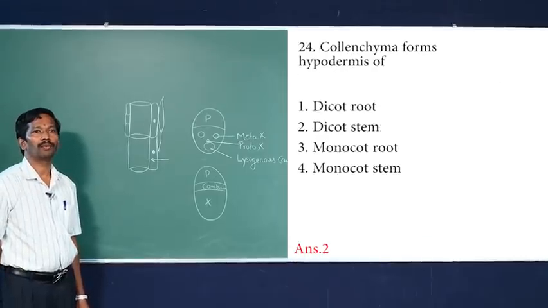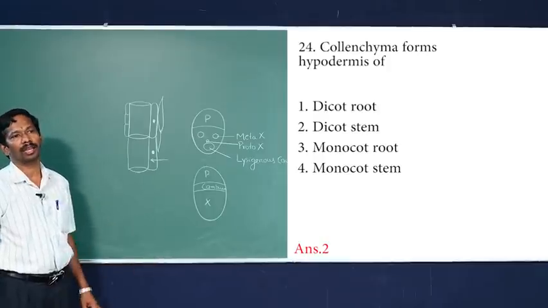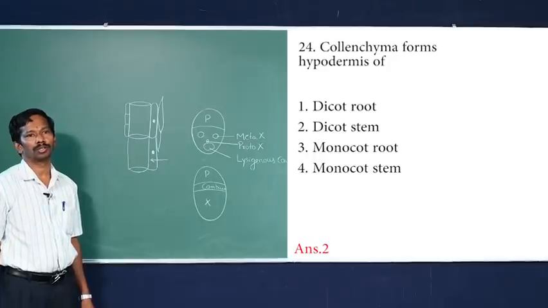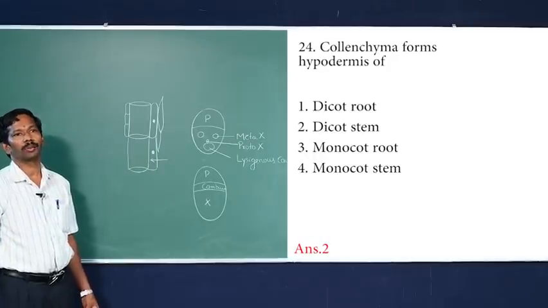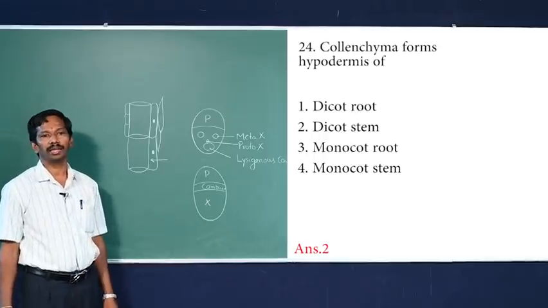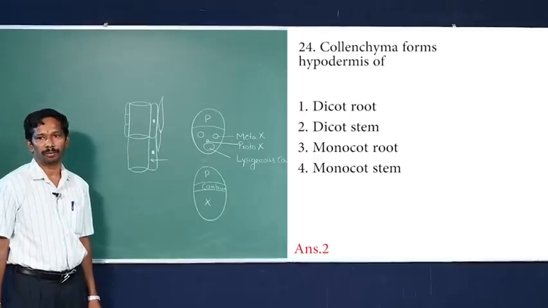24, collenchyma forms hypodermis of, as already explained in the earlier slide. So option 2 is the answer for question number 24, because in the root system collenchyma is completely absent. In monocots also collenchyma is completely absent. Only in the dicot stem can you find the presence of collenchyma forming the hypodermis.